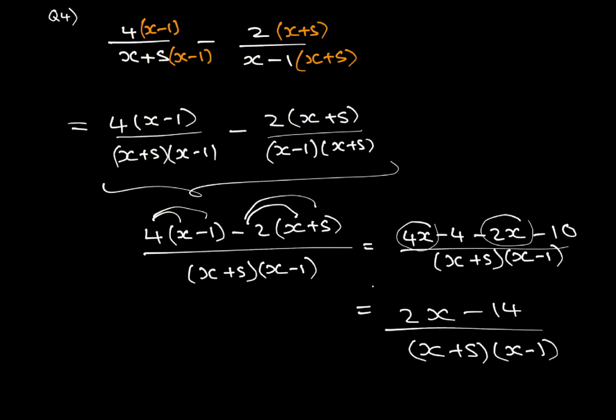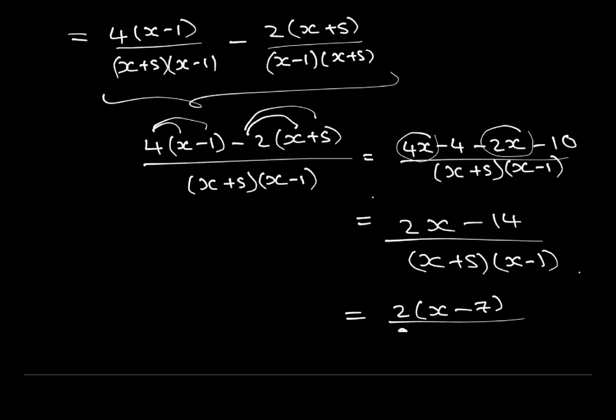Okay, and just as good practice, you want to double check that you can't simplify this fraction any further. So you're going to factorize out the numerator. So I can take out a 2 from both terms. So it's going to be 2 brackets x minus 7 over the denominator, which is going to remain as x plus 5, x minus 1. Now, there's nothing I can cancel out there, so I'll just stop there.